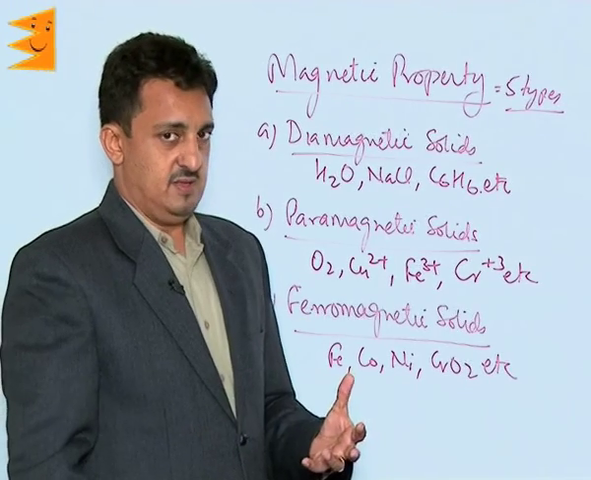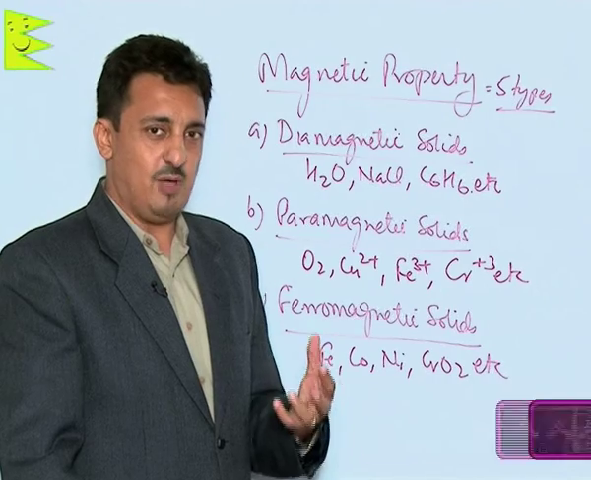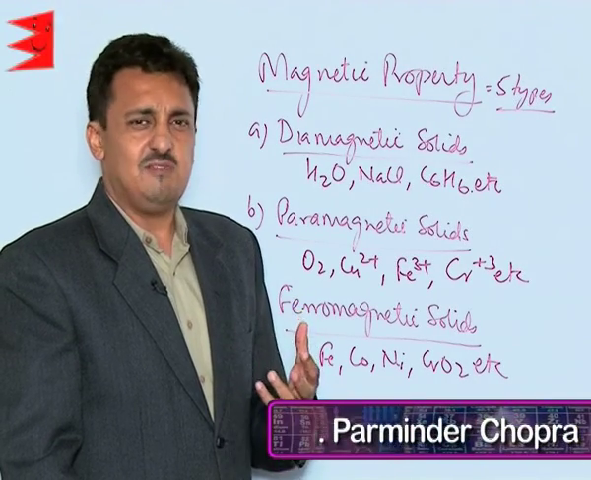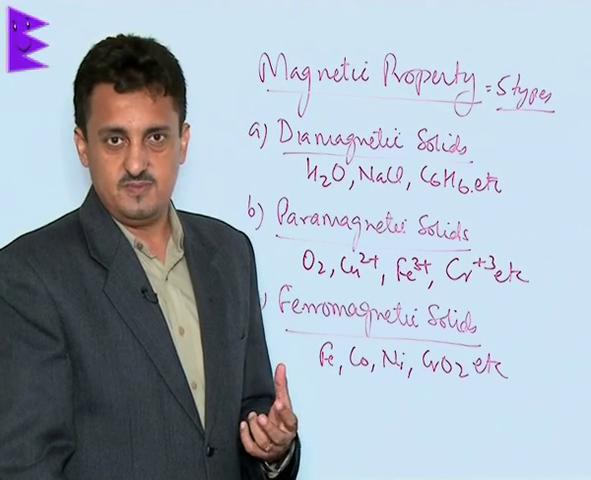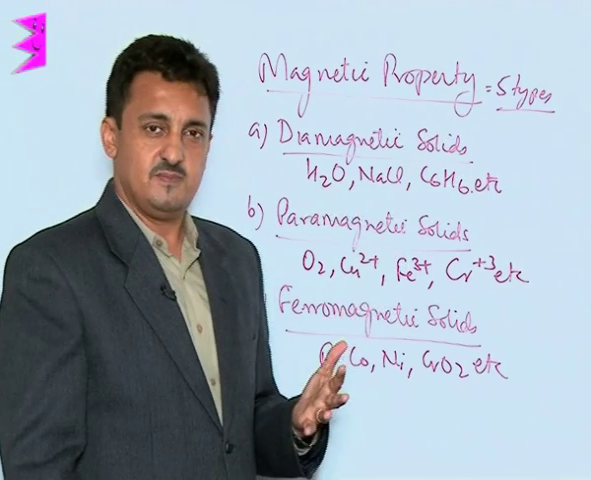Magnetic property. Now after studying the solids and classifying the solids on the basis of the electrical property, now we have to study magnetic property. In this basically we again try to classify the solids on the basis of their magnetic property. Now solids on the basis of magnetic property are mainly of 5 types.